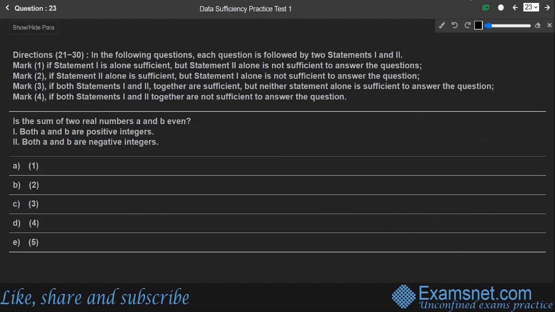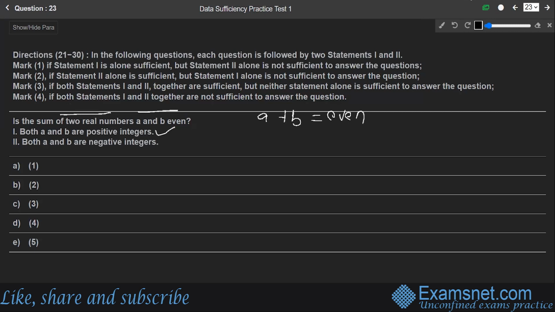Now, we have to answer this. Is the sum of two real numbers A and B even? Is the sum of two real numbers A and B, whether A plus B is even? That we are supposed to answer. Let us check the first option. Both A and B are positive integers. That is the first thing asked.